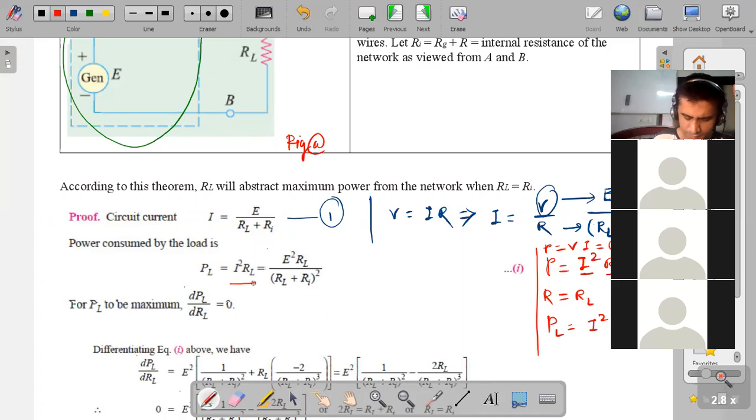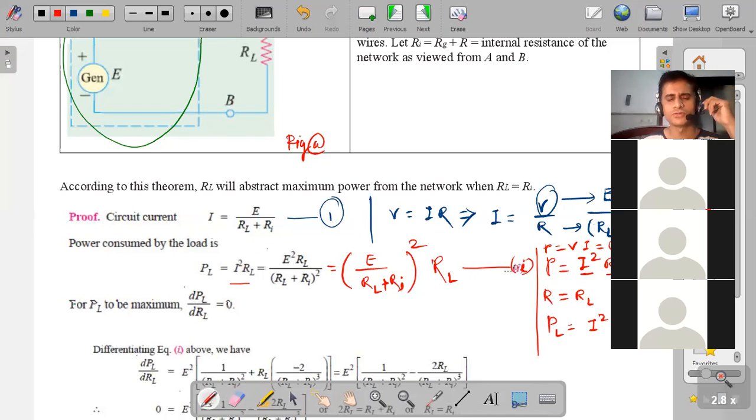Therefore this is the formula. And dear student, what is I? I is E upon RL plus Ri, squared, into RL. Understood, dear student, up to equation number 2?